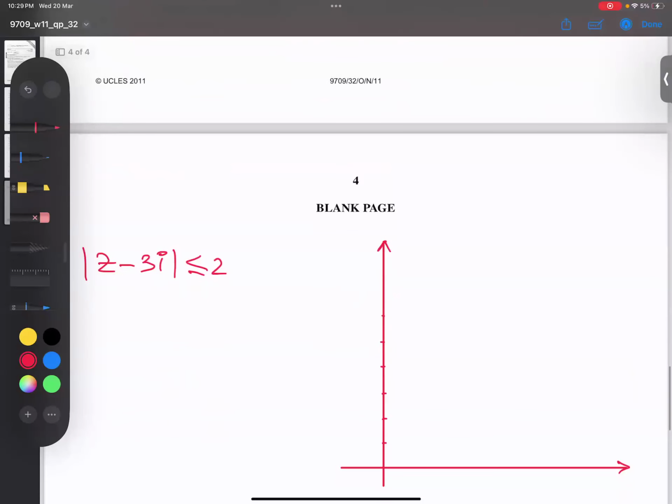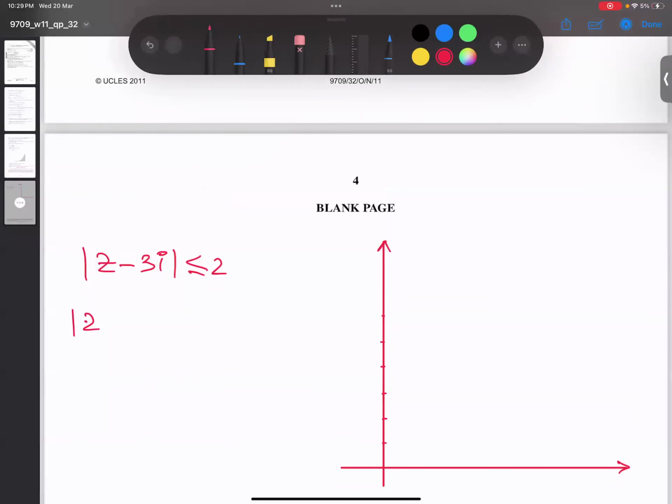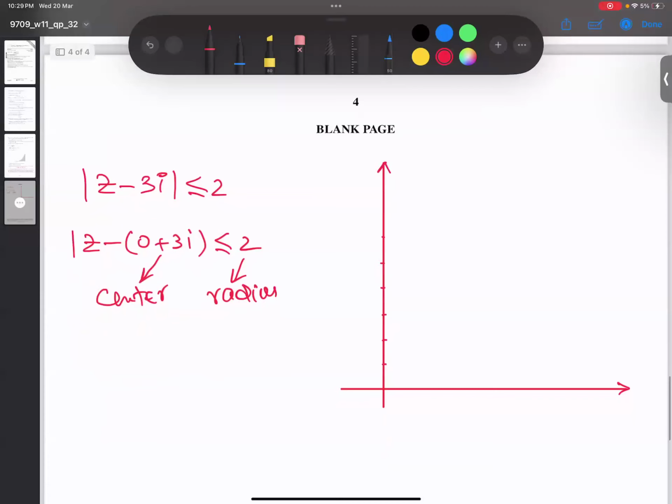So first of all, rule number 1: as I said before, I have to take the negative and write 0 plus 3i. All of you know this is called the center of the circle, and this is called the radius of the circle. So 0 plus 3i means here x0, y1, y2, y3. So this point is the center of the circle, and the radius is 2. It means the circle must pass 2 points up and 2 points down.